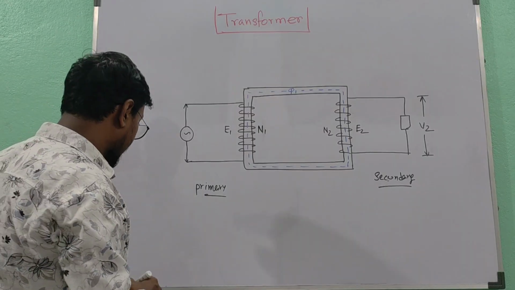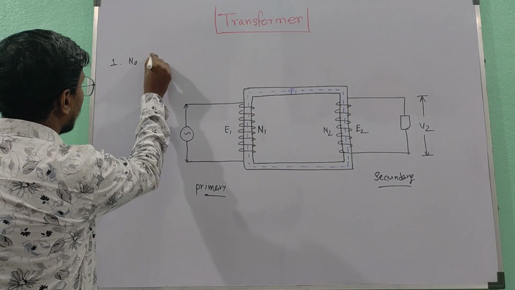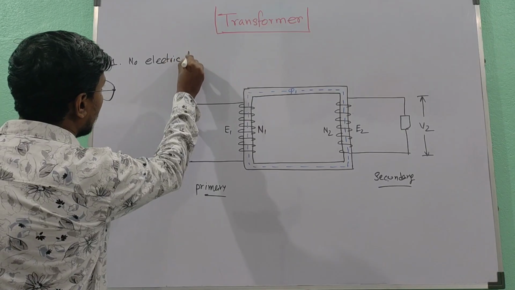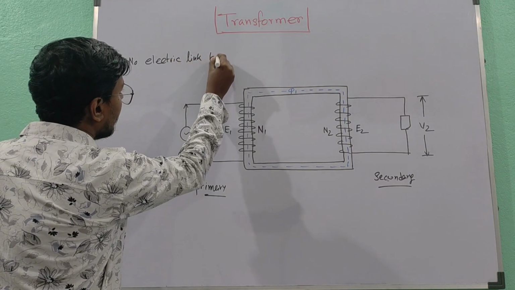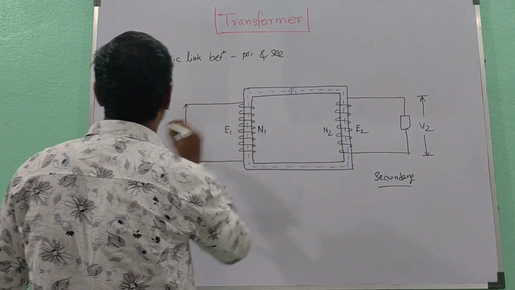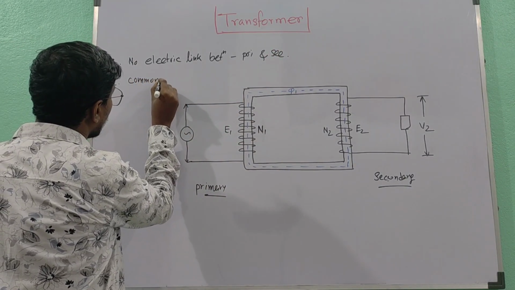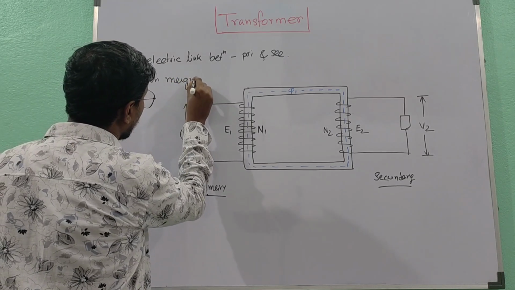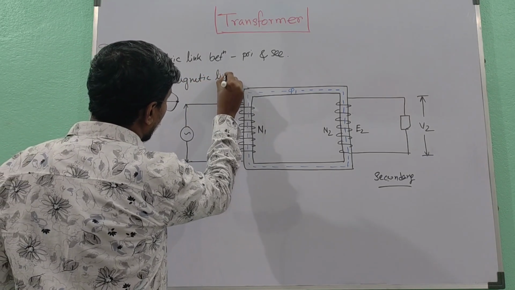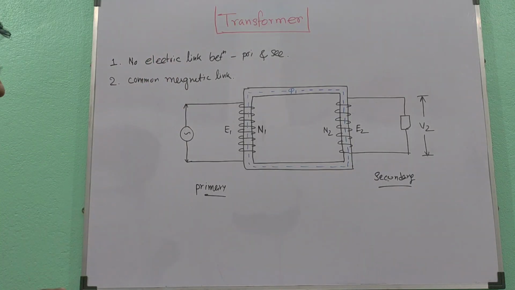Also, as it is a static device, I will just note it down. Point 1, no electrical link between primary and secondary. Point 2, common magnetic link. Although there is no electrical link between primary and secondary, there is a magnetic link.